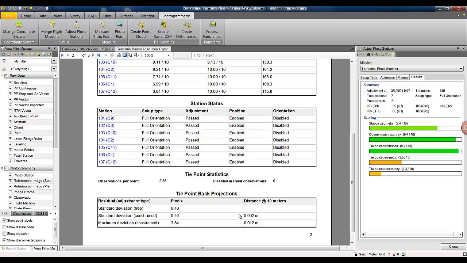The type point back projection is a measure of overall adjustment accuracy. In this situation, you can see standard deviation is 2 millimeters at a distance of 10 meters. That means this error is going to be propagated to any future photogrammetric observations from the adjusted photo stations. That concludes our video on some of the elements of Terrestrial Bundle Adjustment Report in Trimble Business Center version 3.11.